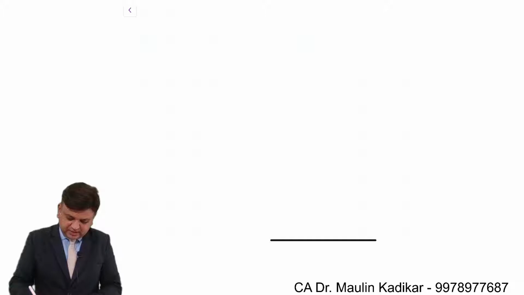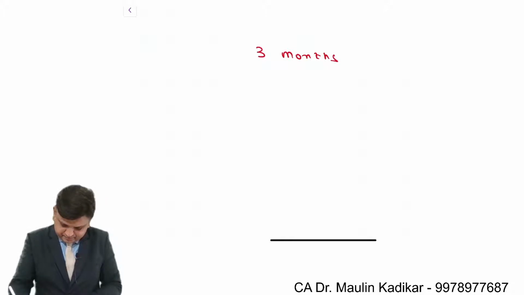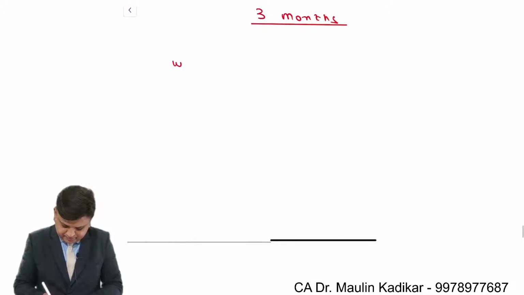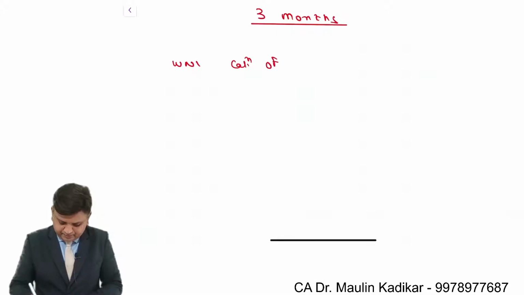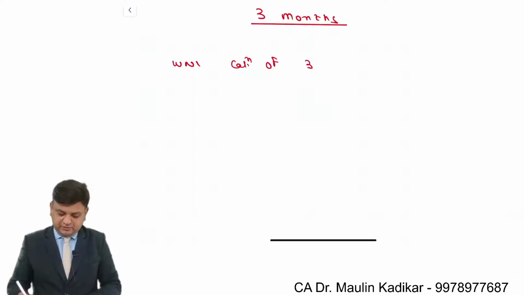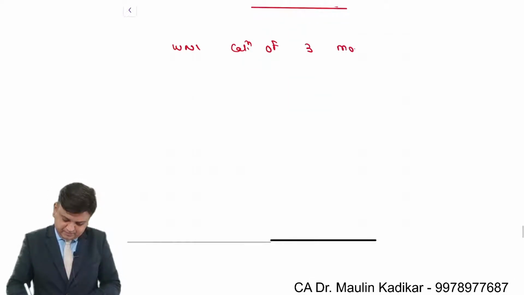So write down answer, heading, 3 months time period. In that write down working note number 1, calculation of 3 months forward exchange rate.